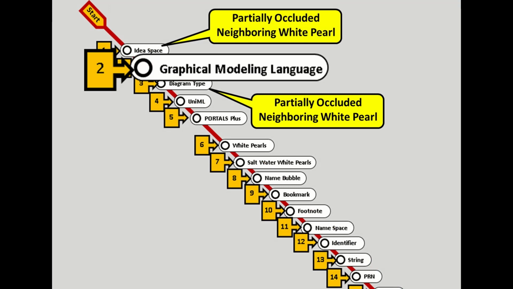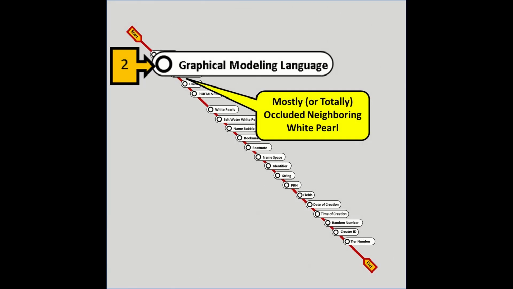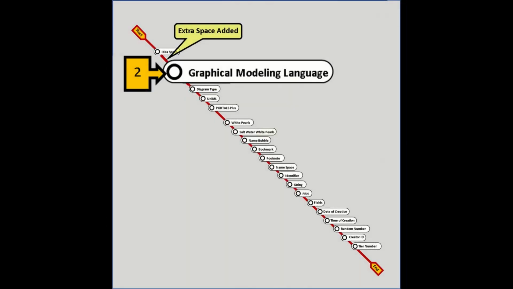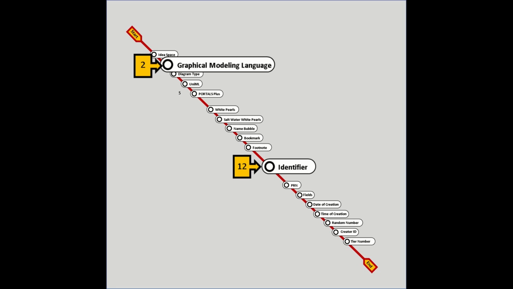But if the Pearlzilla is so much larger than its neighboring white pearls that it mostly, or even completely, occludes its neighbors, it then automatically switches from a semi-occluding mode to a non-occluding mode, where Portals adds extra space for the Pearlzilla, so that it can be shown without occluding its neighbors at all. Great description, so continue. Pearlzillas can be made to be persistent as well, so that one can have 2 or more shown at a time.